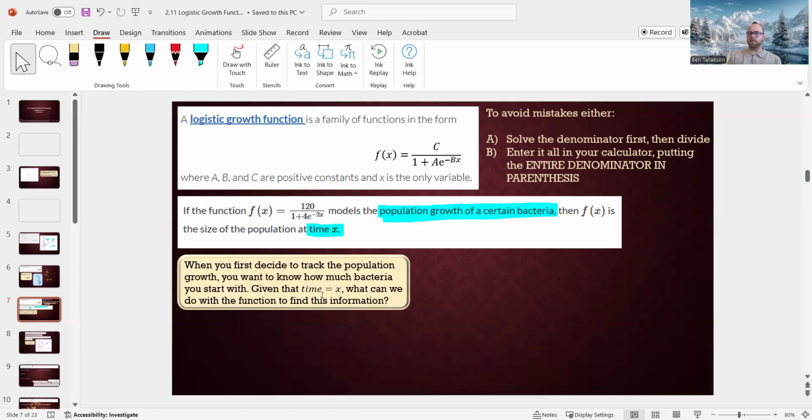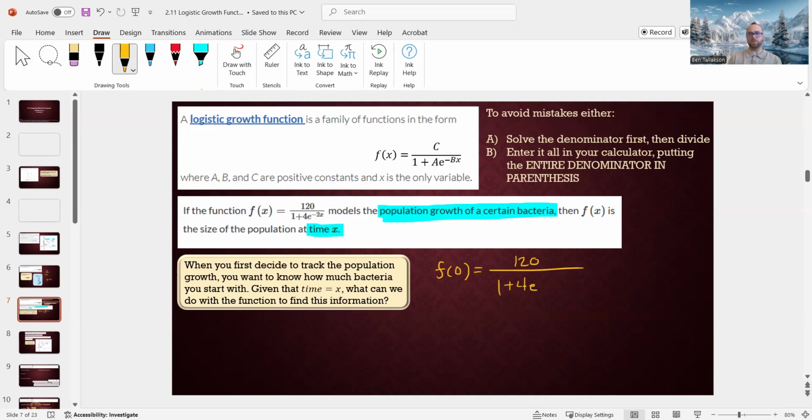So given that time equals x, and we're just now starting to track the growth, what can we do with this function to find this information? Specifically to find how much bacteria we have initially. Well, if no time has passed and x is time, which it is, then we're plugging in 0 for x and we're working this out.